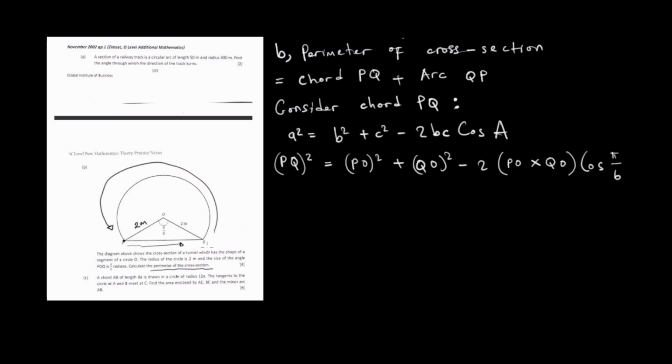So PQ is what we are looking for, so we write PQ squared is equal to, now what is PO squared? PO is 2 because it's a radius, so it's 2 squared plus then QO is also 2, 2 squared, subtracting 2 multiplying 2 times 2 cos of pi over 6, like that.